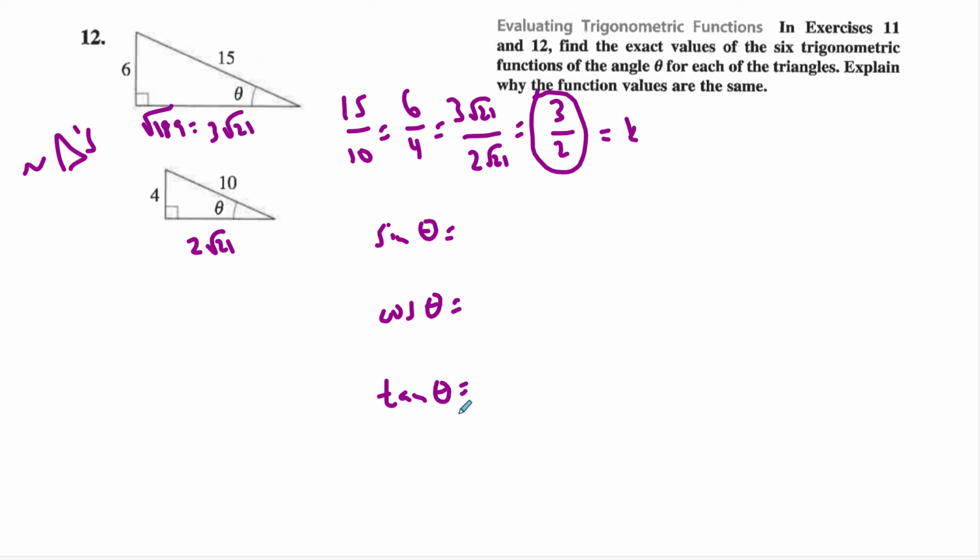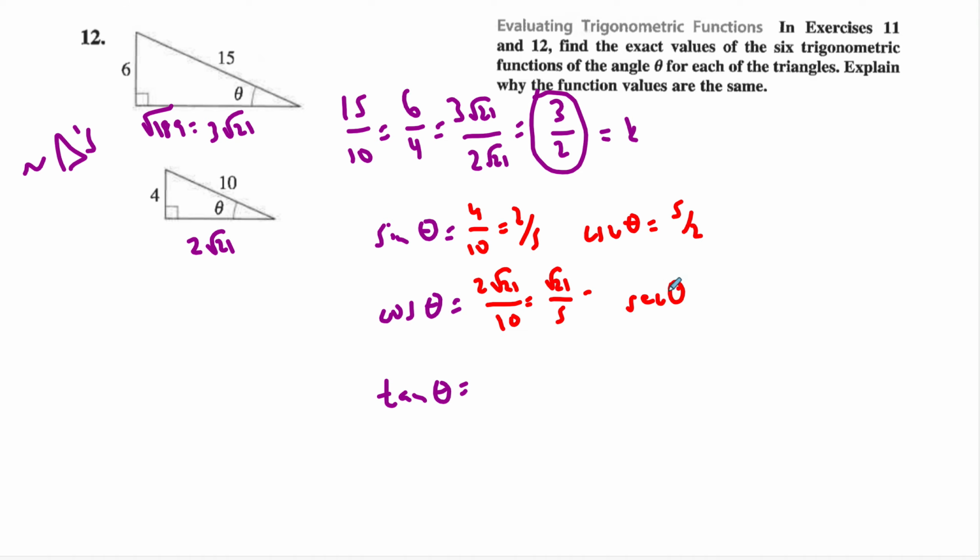So then we just repeat what we did in the last problem, except with different numbers. Well, let's go with this, because I think it'll be easier to reduce. So sine is going to be 4 over 10, aka 2/5, which means that the cosecant is going to be 5 halves. Just take reciprocal. Cosine will be 2 root 21 over 10, or root 21 over 5, which means that the secant is going to be 5 over root 21, which is 5 root 21 over 21.